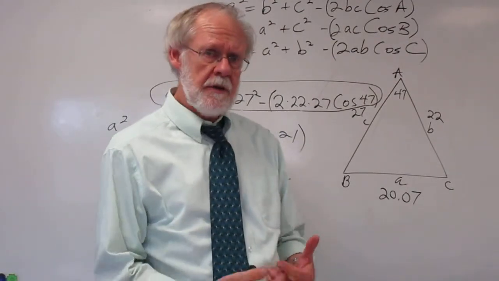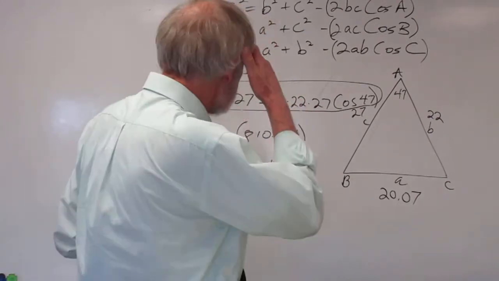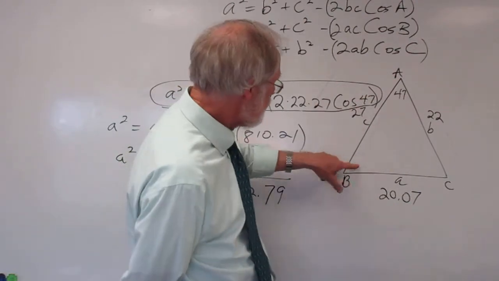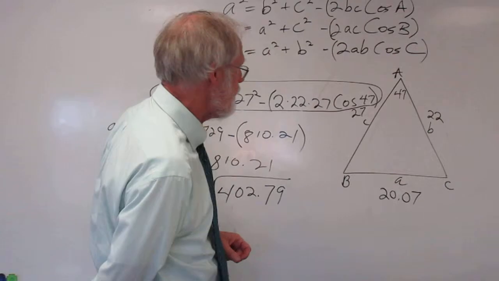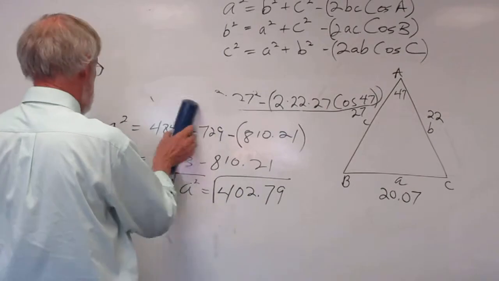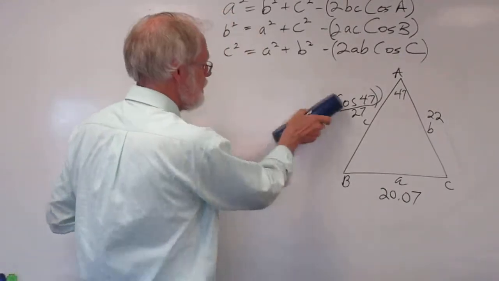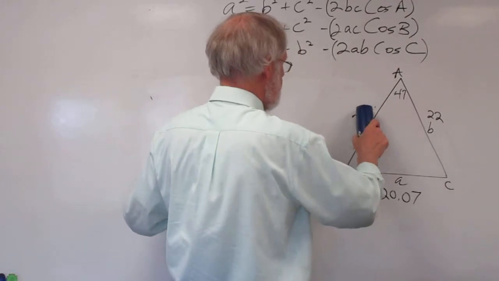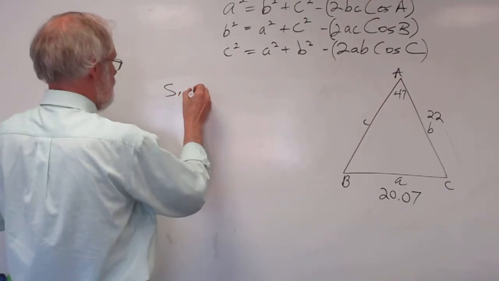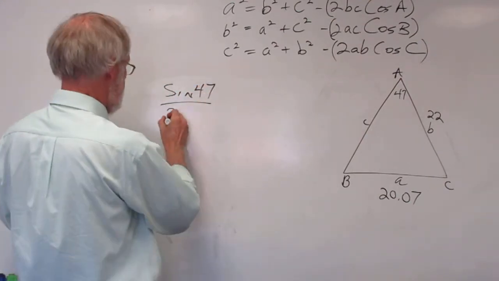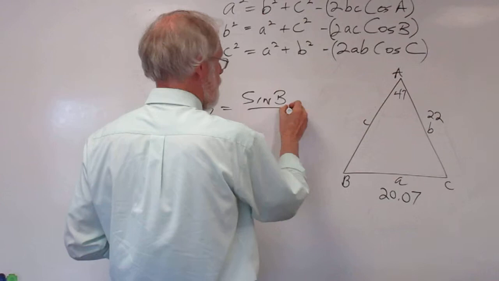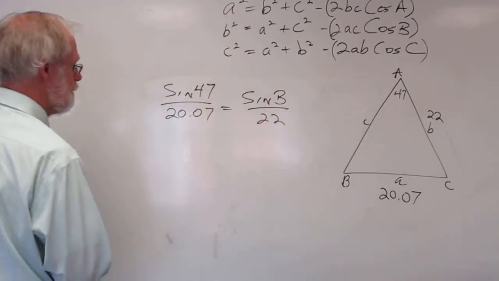You do not have to use the law of cosines more than once in a problem, because now I can use the law of sines. Sine of 47 over 20.07 equals sine of B over 22, or equals sine of C over 27. The reason I do that is because most people think the law of sines is a little bit easier to apply than the law of cosines. So we revert to the law of sines at this point, and I do sine 47 over its opposite side, 20.07, is equal to sine B over its opposite side, 22.